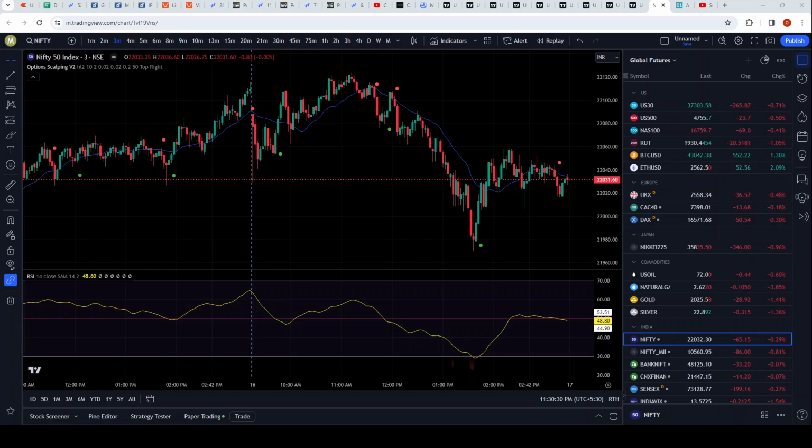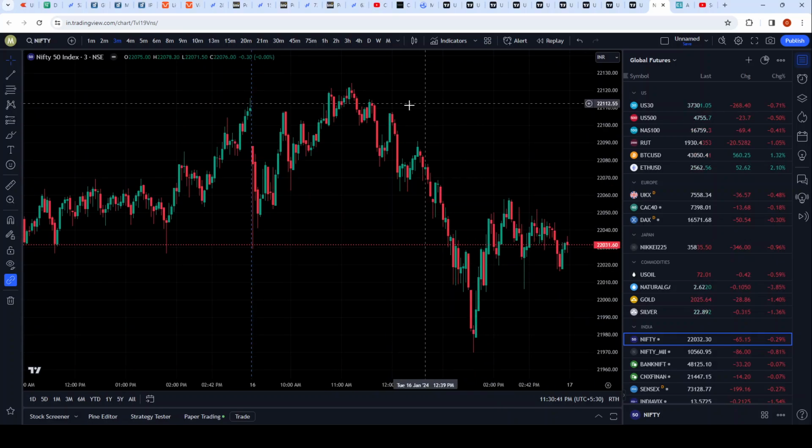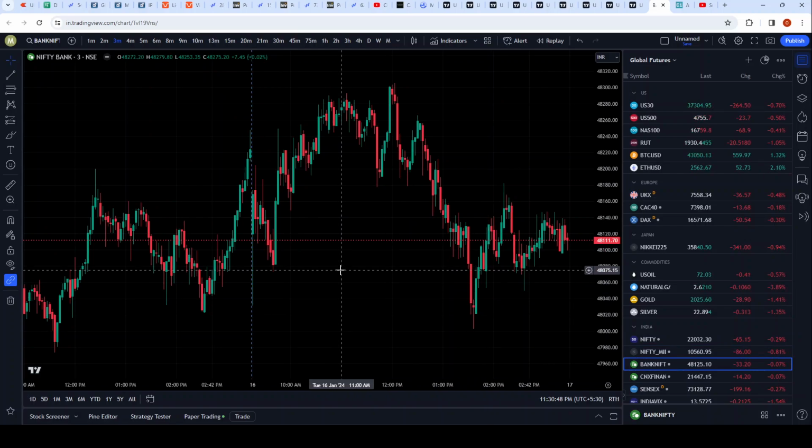As you can see on my screen, I've got the Nifty 50 chart open and it's got a few indicators going. The first thing I'll do is get rid of all the indicators. So I'll remove indicators. Okay. So I'm on the 3-minute time frame. I'm on the Nifty 50 chart. From Nifty 50, I'm switching over to Bank Nifty. So now I'm on the Bank Nifty chart for 3 minutes.